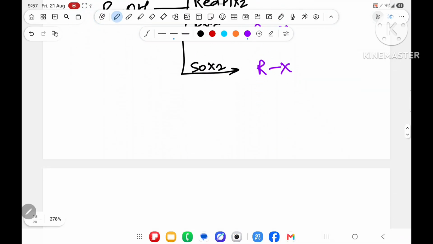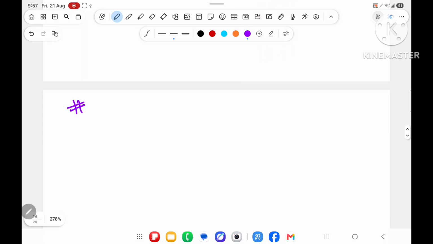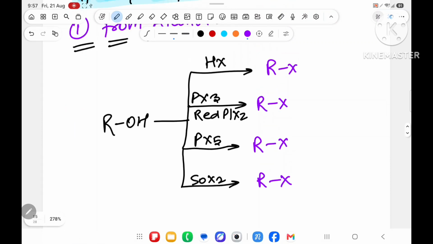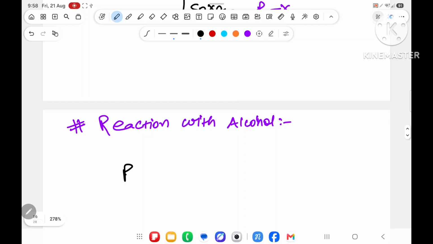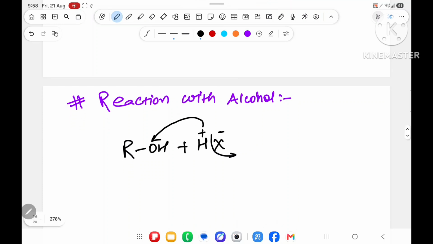So see over here, what happens? Whenever you do a reaction with alcohol, first I have written one reaction so you will understand what I am trying to dictate. First of all, alcohol ROH is there, and we have some HX. HX will break as plus and minus, and the plus will attack on the lone pair of oxygen in ROH, so one more H will come. Oxygen gets a positive charge.